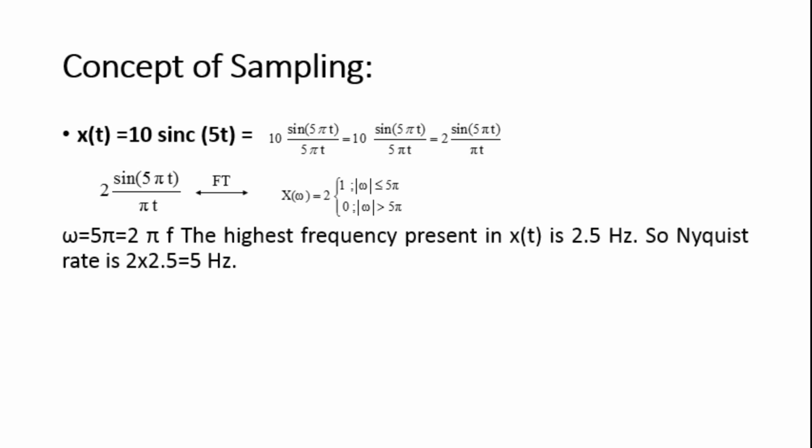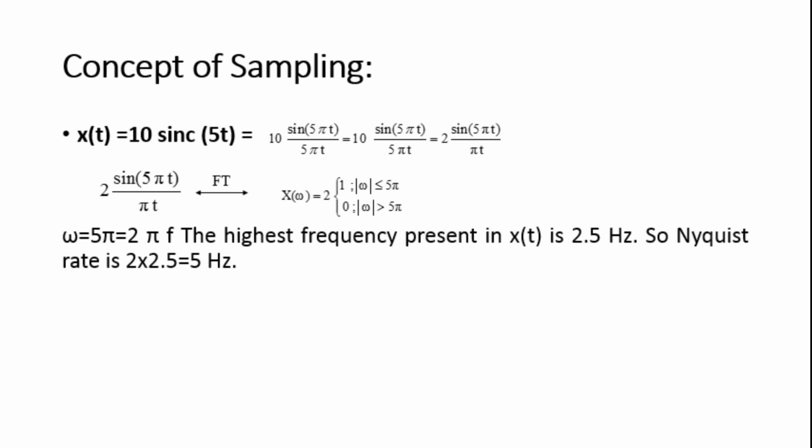Next problem, x of t is equal to 10 sinc pi t, which is equal to 10 sin of 5 pi t divided by 5 pi t, which is equal to 10 sin 5 pi t divided by 5 pi t, which is equal to 2 times of sin 5 pi t divided by pi t. That is 2 times of sin 5 pi t divided by pi t.